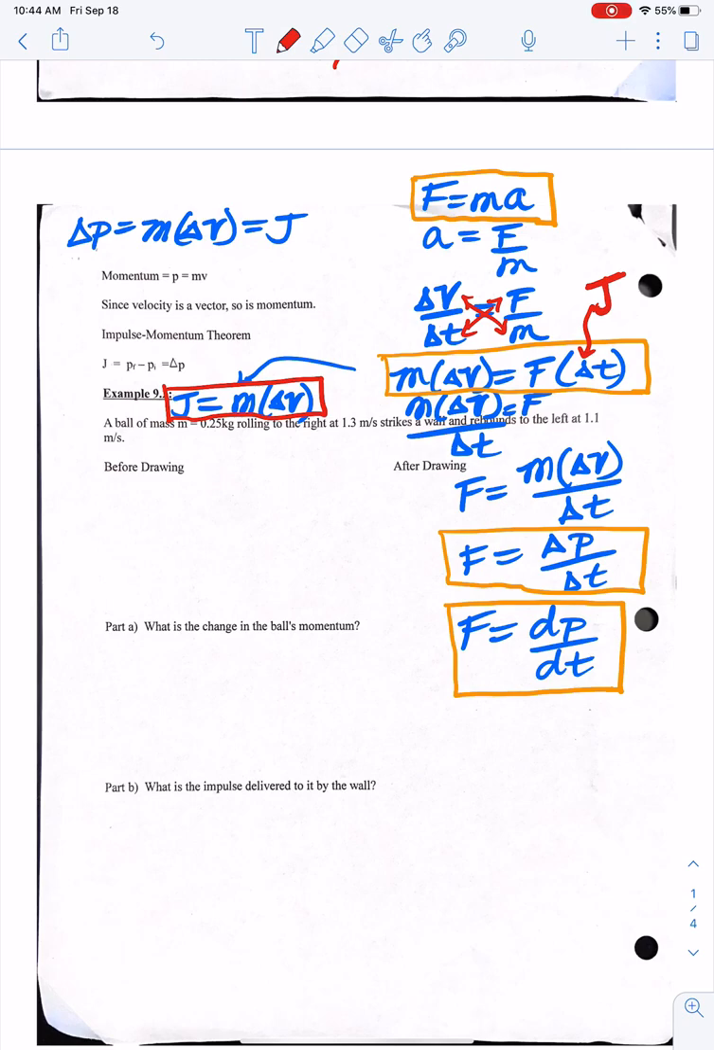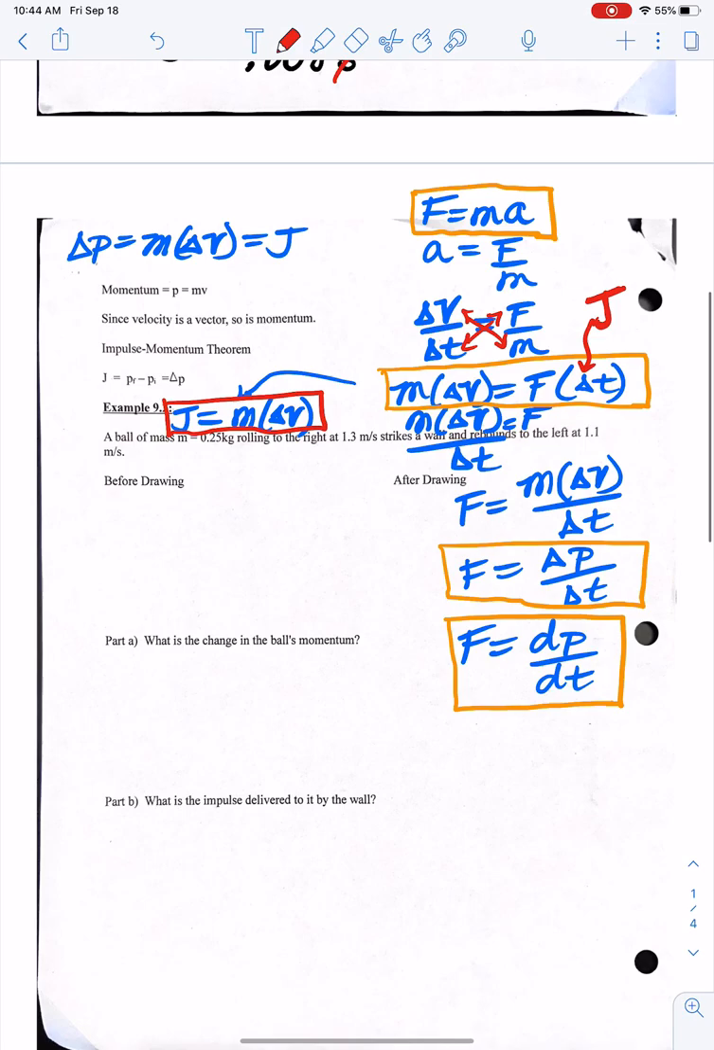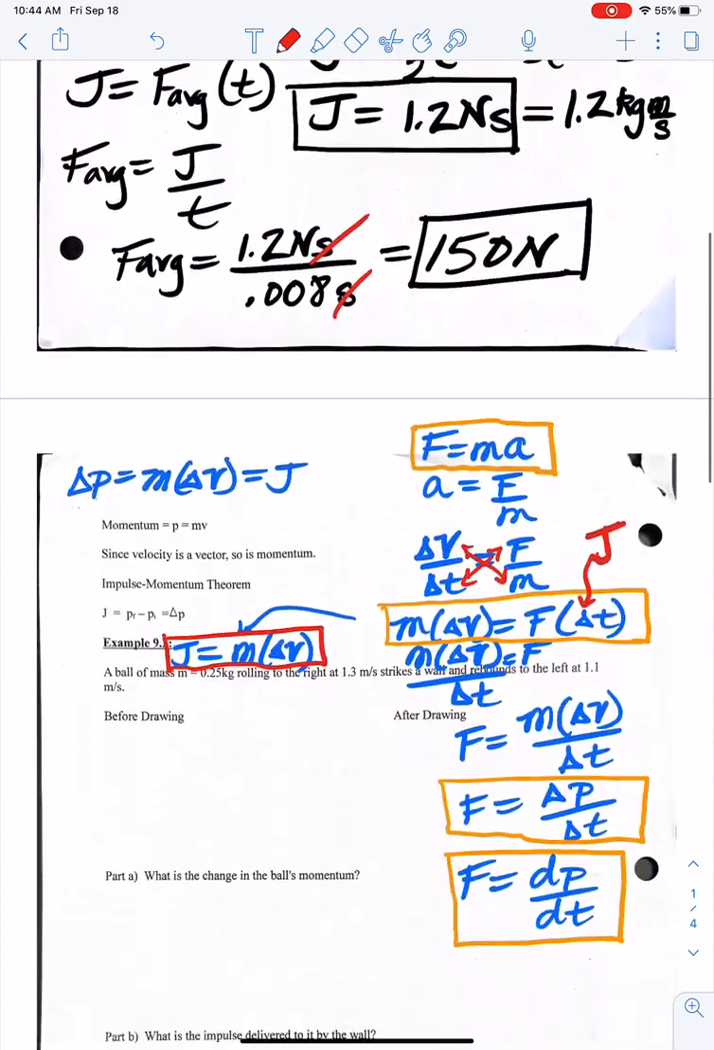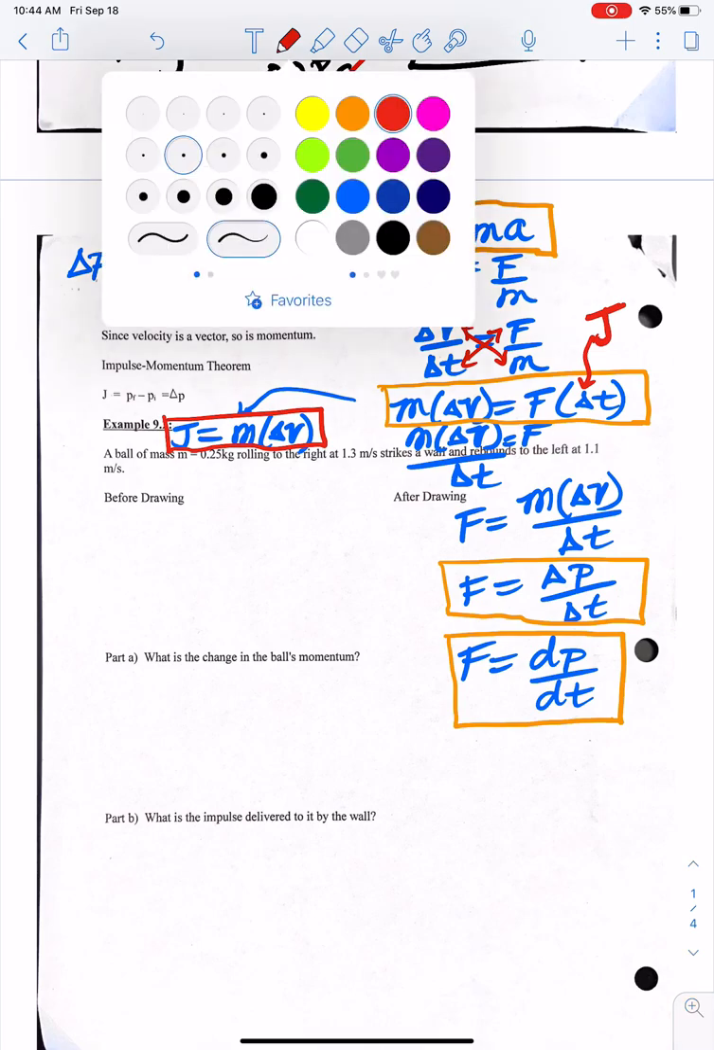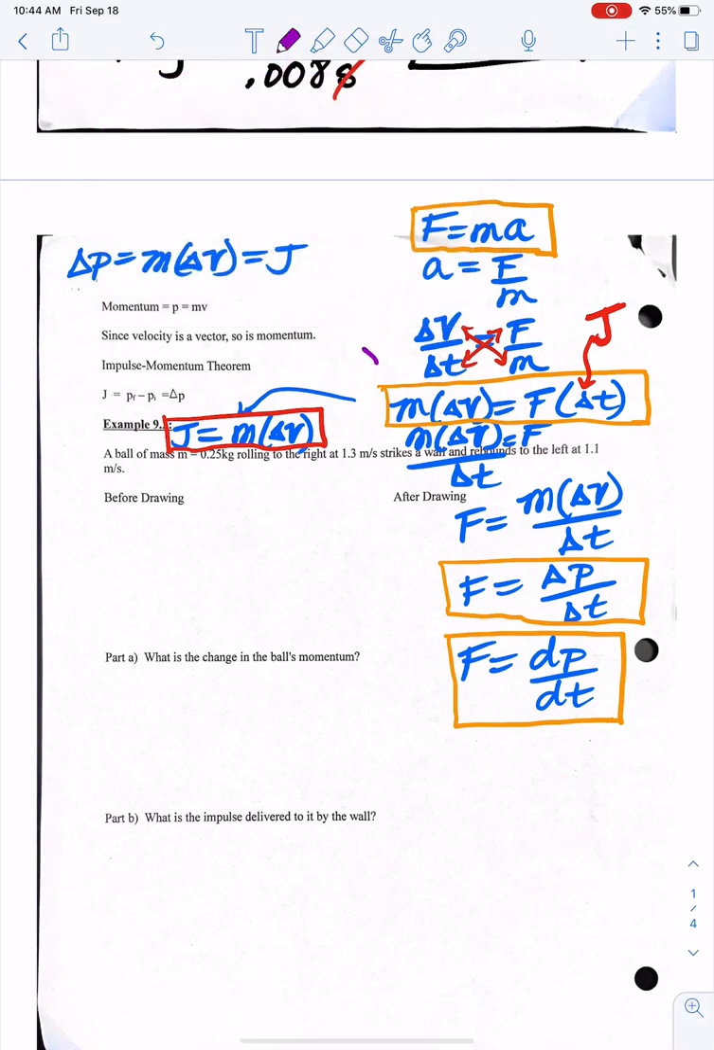So what we have from this is the impulse-momentum theorem, which is that the change in momentum is equal to the impulse. I'm running out of room here, but the idea is this. This is the impulse-momentum theorem.